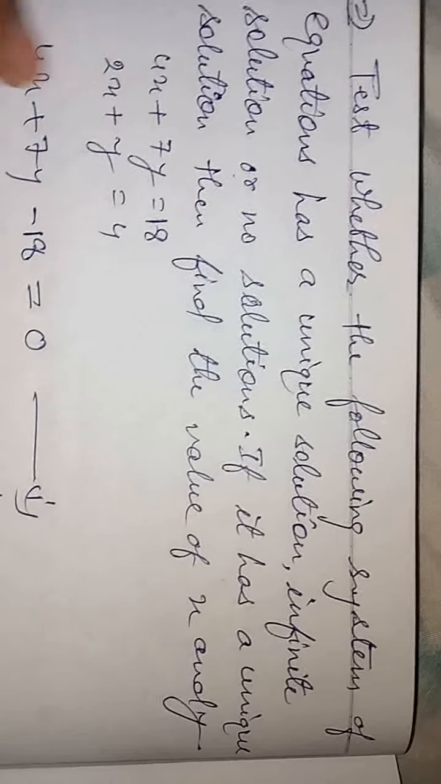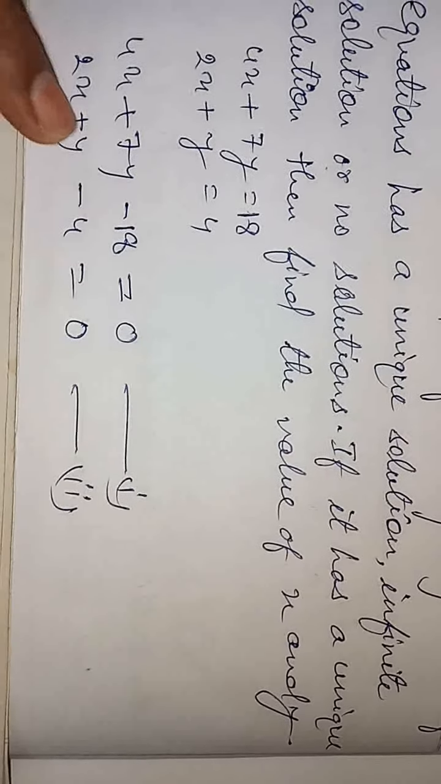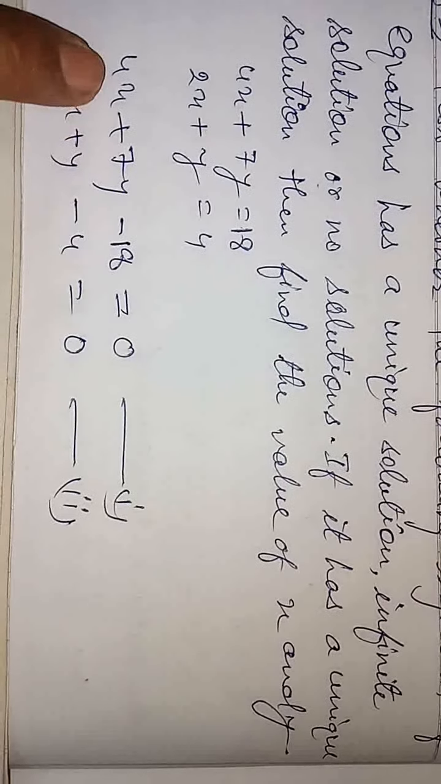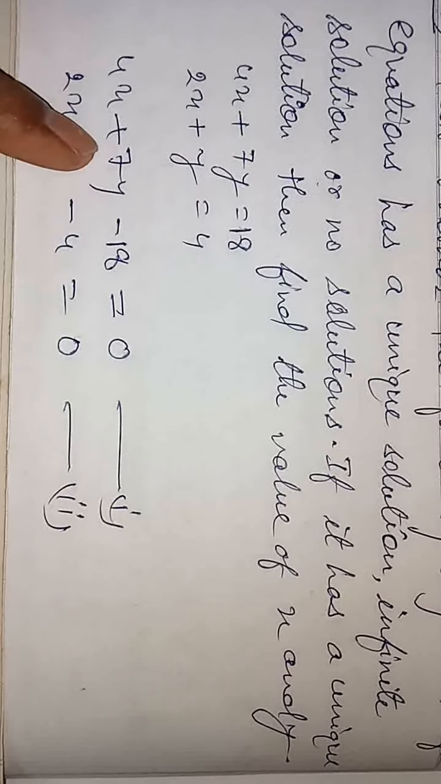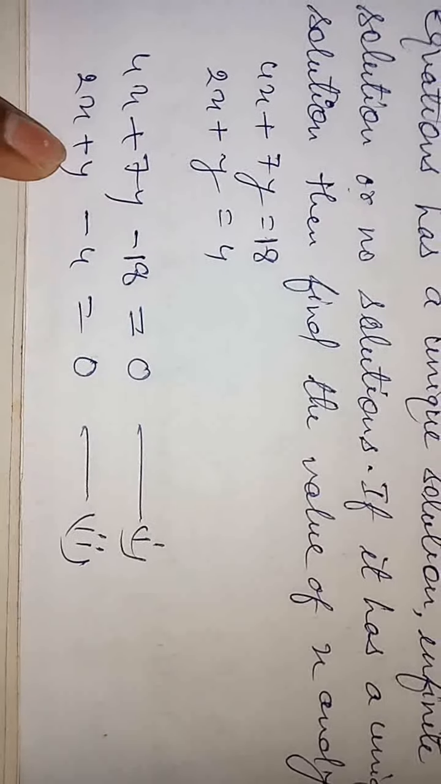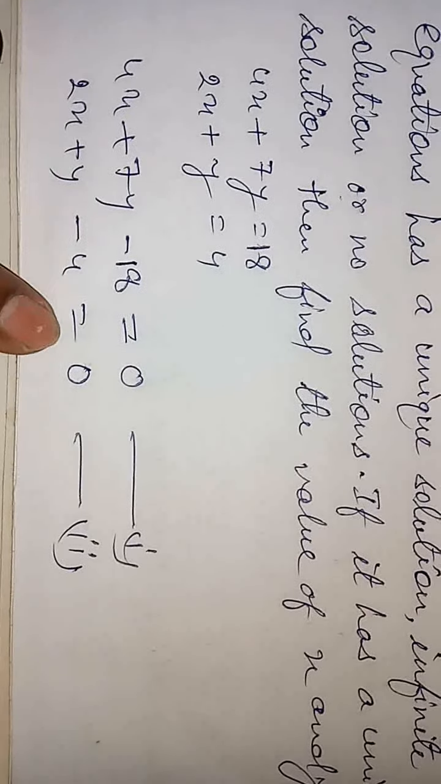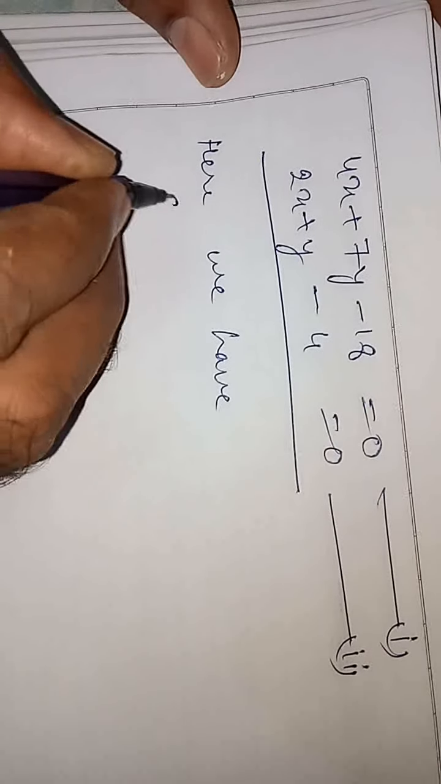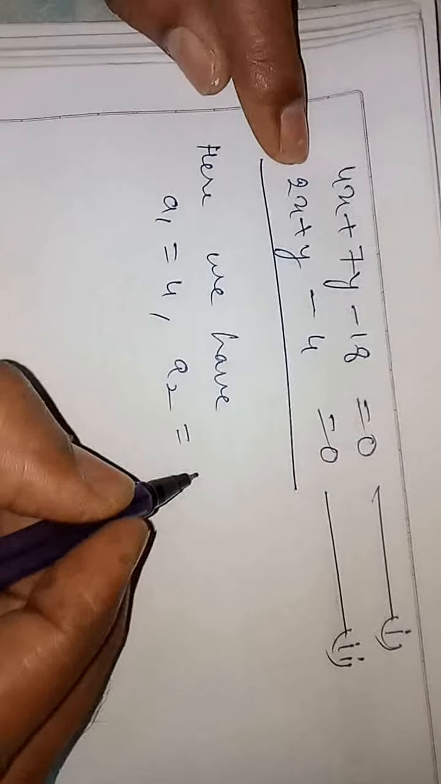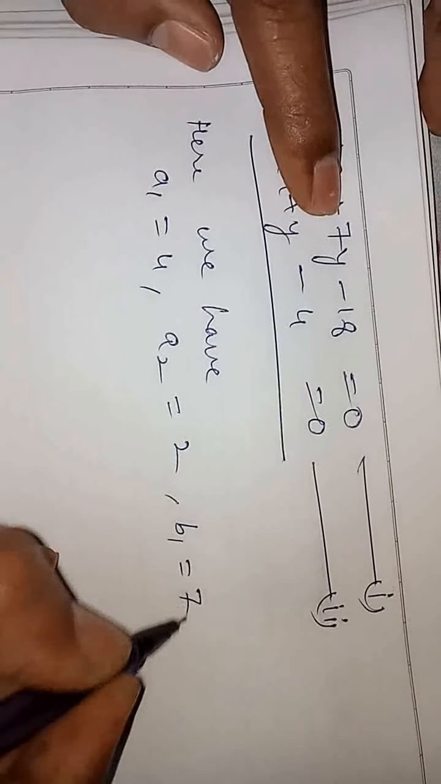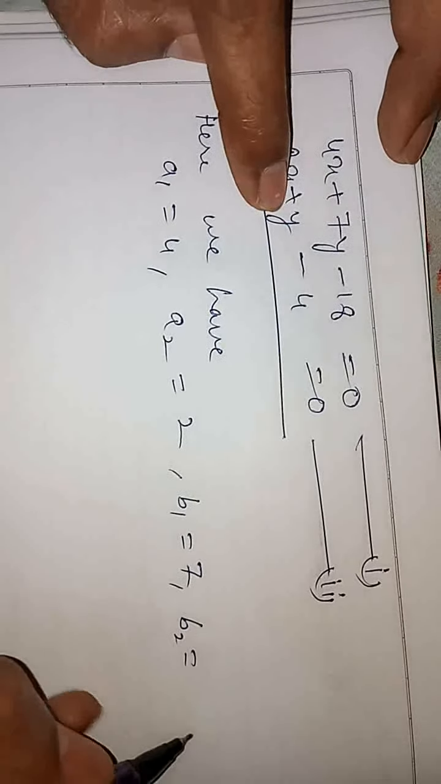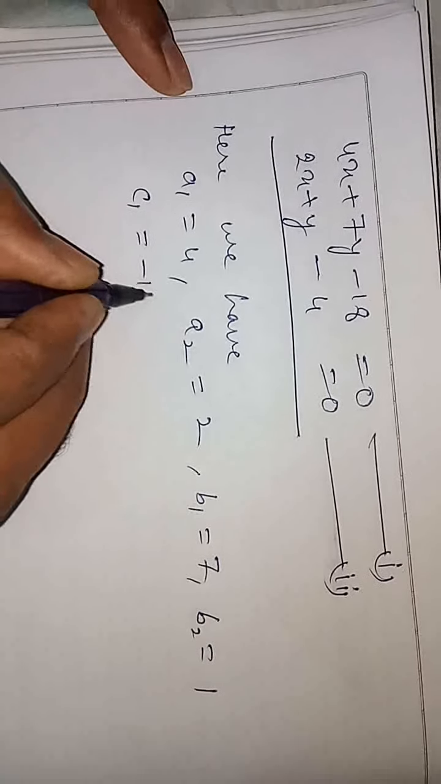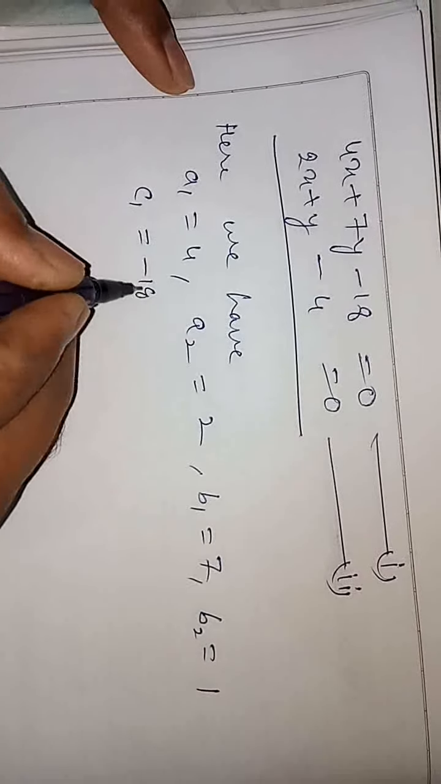So at first we have to write these equations in system form. The 18 here we will transpose and write on this side. So writing in system it becomes 4x plus 7y minus 18 is equal to 0, 2x plus y minus 4 is equal to 0. Here we have a1 is equal to 4, a2 equal to 2, b1 equal to 7, b2 equal to 1 because the coefficient of y is 1, c1 equal to minus 18, c2 is equal to minus 4.